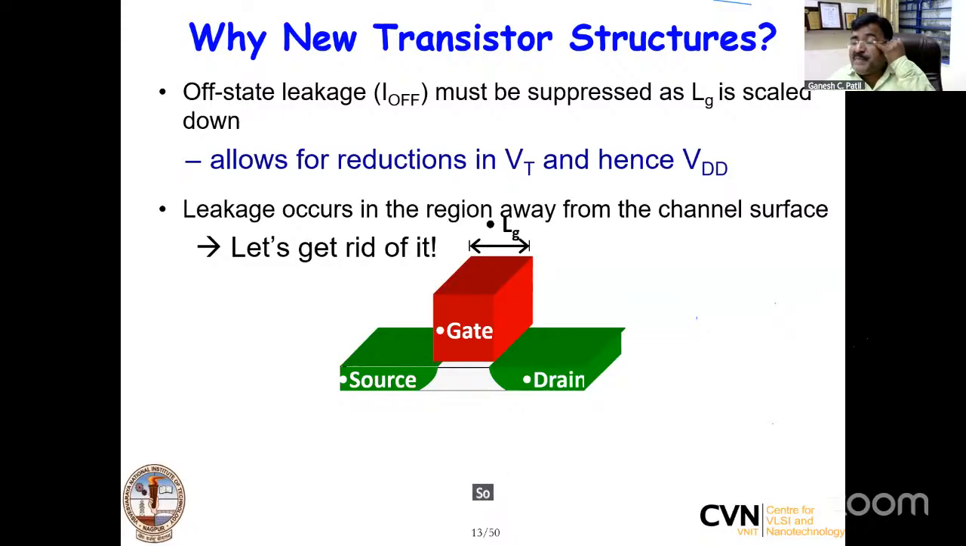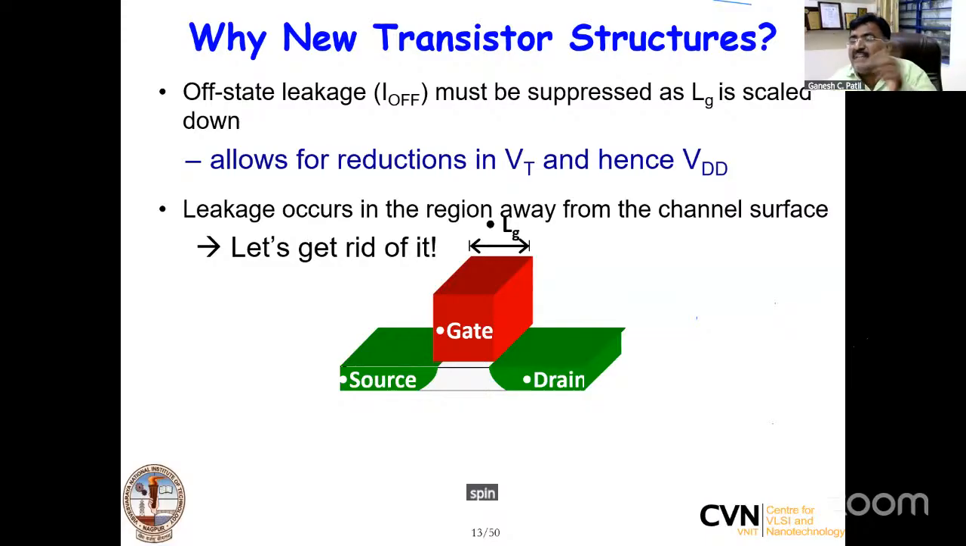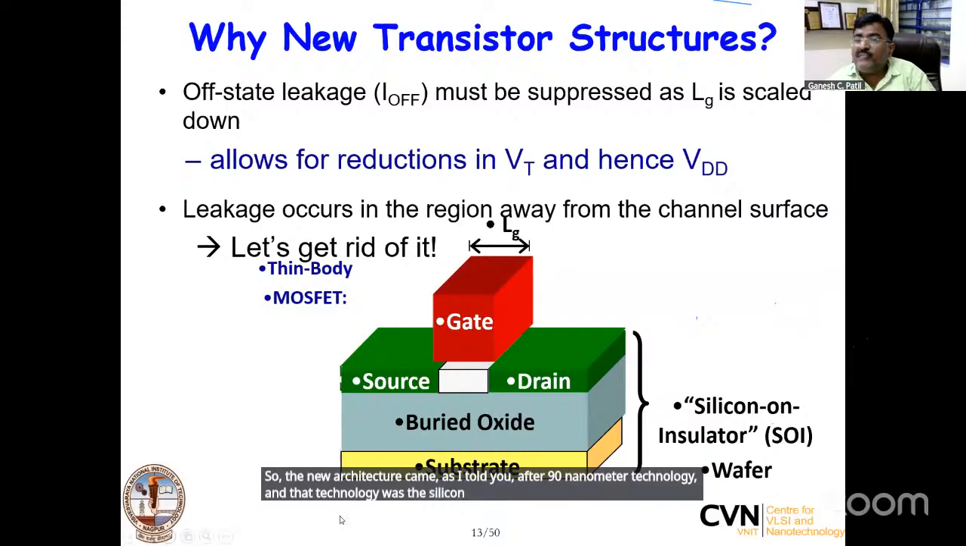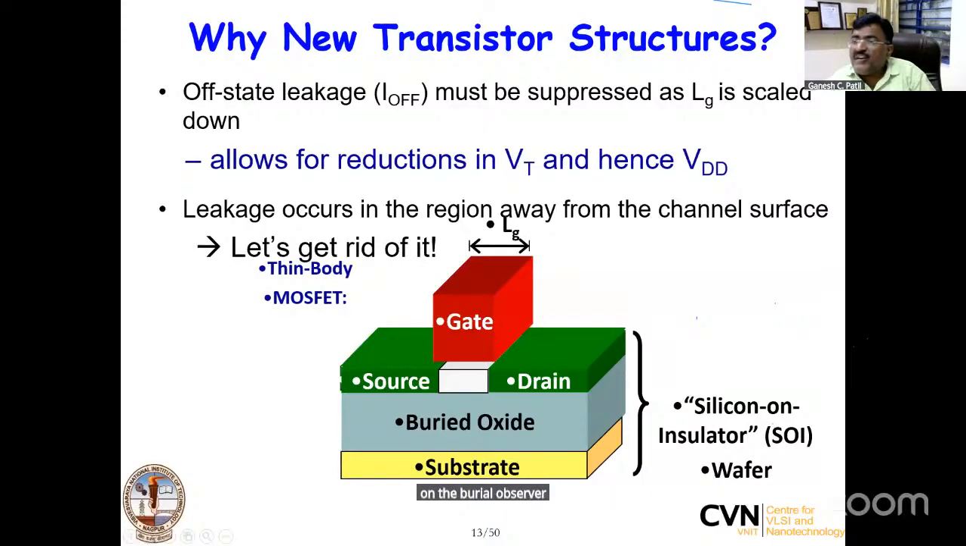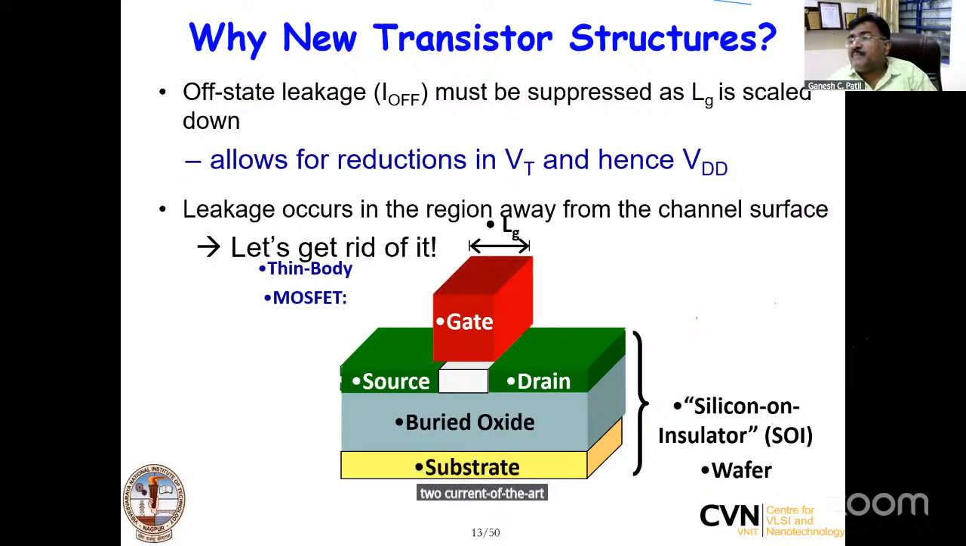People started doing this because they wanted to scale down, improve the ION, reduce the IOFF, and address speed and power. So the new architecture came, as I told you, after 90 nanometer technology, and that technology was silicon on insulator. Means why don't we put the undoped silicon on the buried oxide, that is BOX. Buried oxide is also made up of SiO2, and that technology is the SOI technology, and they came up with two kinds of devices. One would be partially depleted SOI, then fully depleted SOI, and that SOI technology plays an important role now.